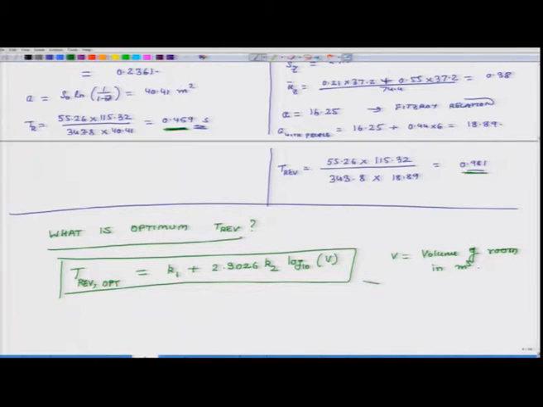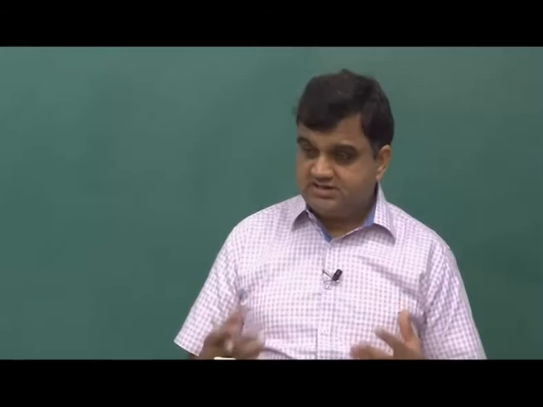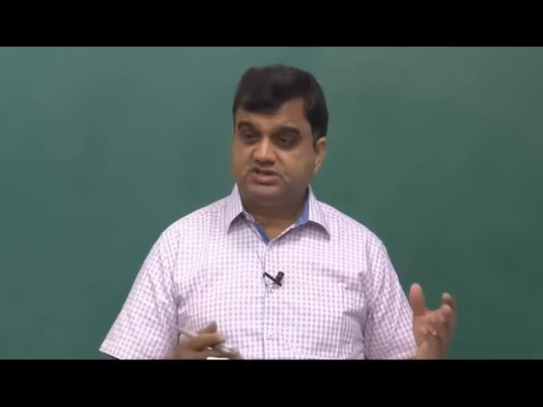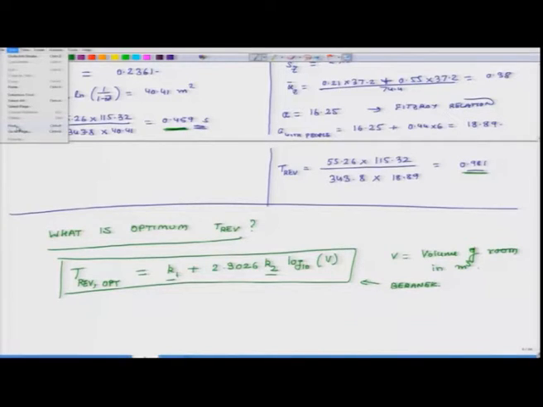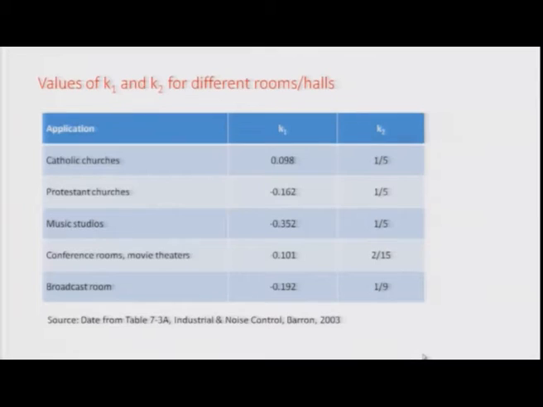This relation was developed by Beranek, and these constants K1 and K2 he had measured and arrived at their estimates for situations which are particularly specific to Western societies. So, he has given us a table. I will show you the table which tells us what these constants look like. So, these are the values of K1 and K2 for different rooms and halls, different types of applications, right.